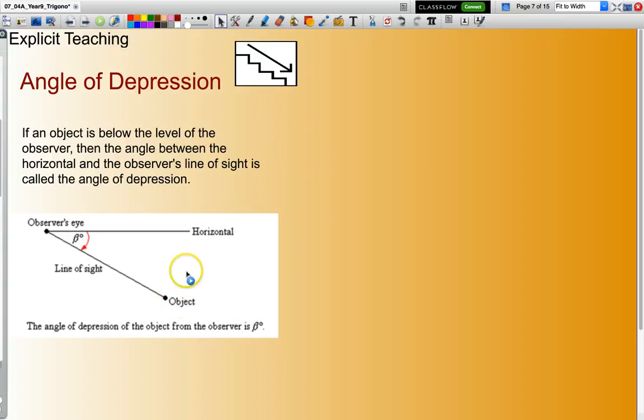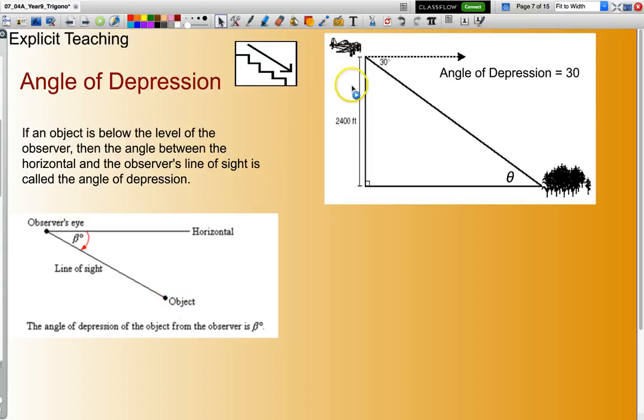So here's an example. Here I am in a plane. I can see a forest down here. The angle of depression is the angle between the horizon and this angle here, which is the line of sight, the angle towards the trees.